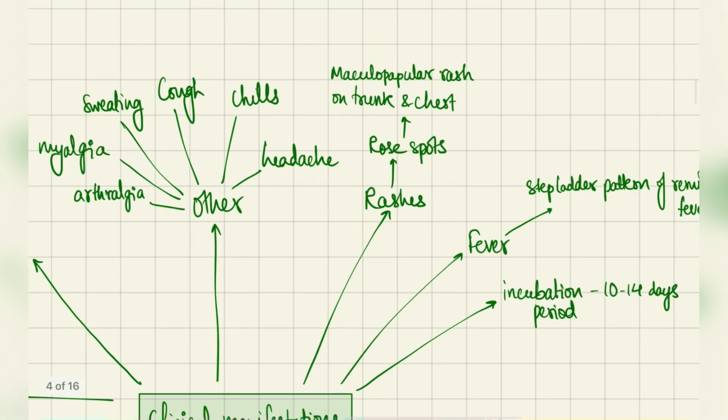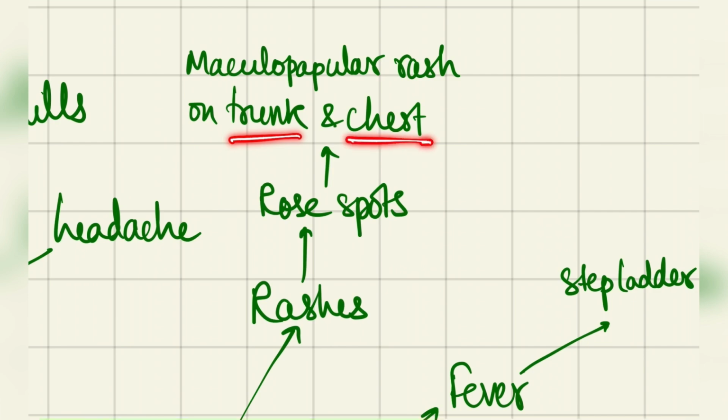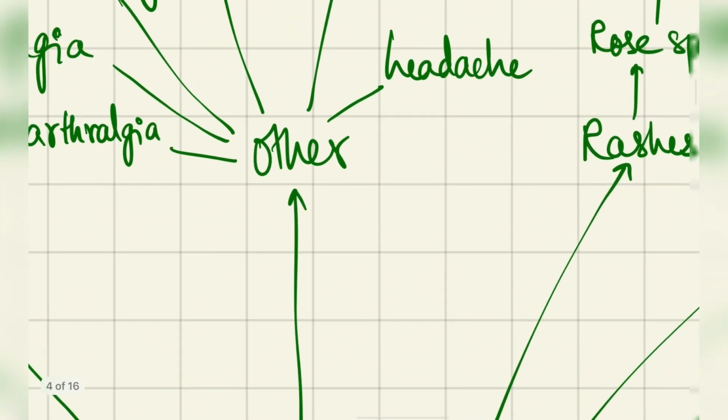Next we have rashes. Rashes, characteristic rose spots will be seen where? Maculopapular rash only on the trunk and chest. Only on the trunk and chest. This is what you have to take away. Rose spots. These are the rashes seen.